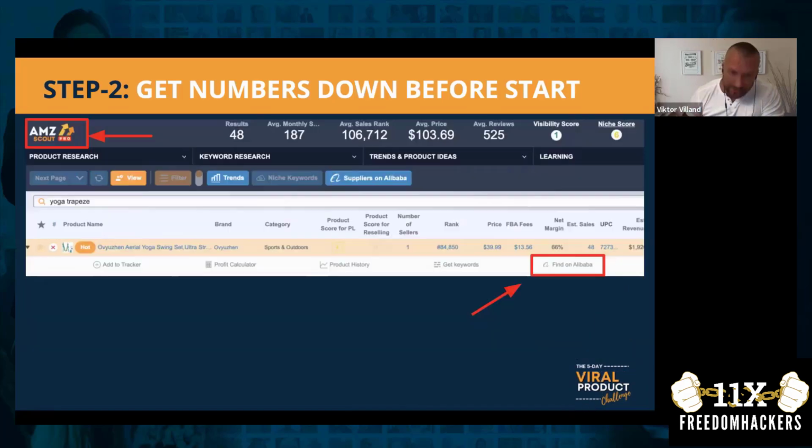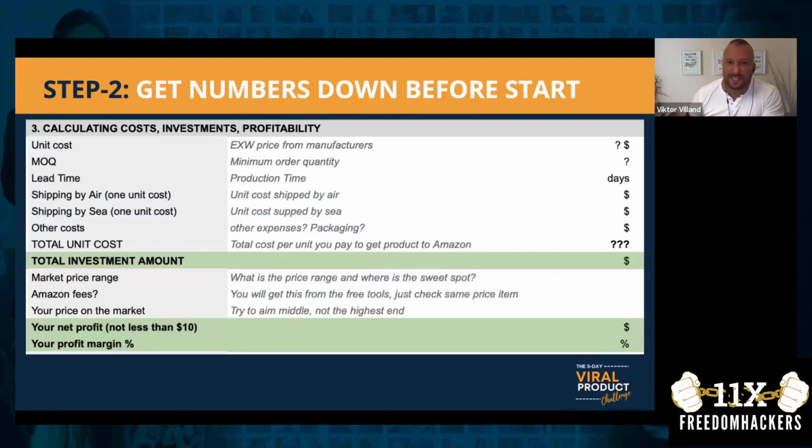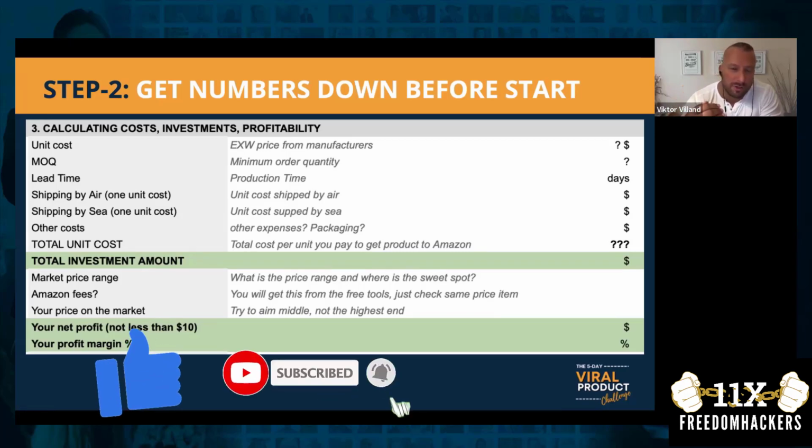So when you go to, basically you need to fill this table here, okay? You have to fill this table, and we have these unit costs, minimum order quantity, lead time, shipping costs, other costs, because your goal here is to find out the investment amount, how much you have to pay if you want to go serious with that product on Amazon, right?